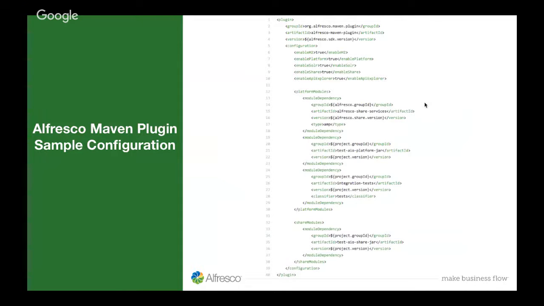At least if you're using all-in-one, you can still use the platform jar or share jar individually if you wanted to go down that route. This one is probably not that readable, but it's just an example of how you could configure the Alfresco Maven plugin. It has a configuration section with enable H2, enable platform, enable Solr, share, API Explorer. We have a few module dependencies that we put in, and that's essentially it. That is the basic thing you need.